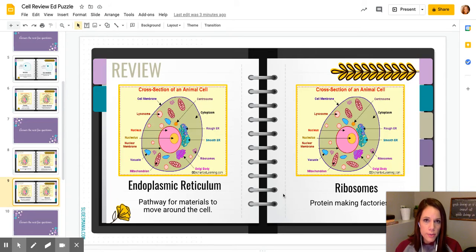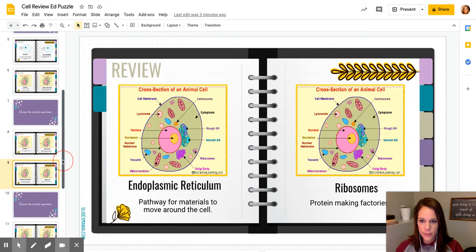Ribosomes. Ribosomes are little protein making factories. So your body requires a whole bunch of proteins in order to function. And proteins make other chemicals, and then those chemicals make other chemicals in order for you to stay alive. So ribosomes are protein making factories.